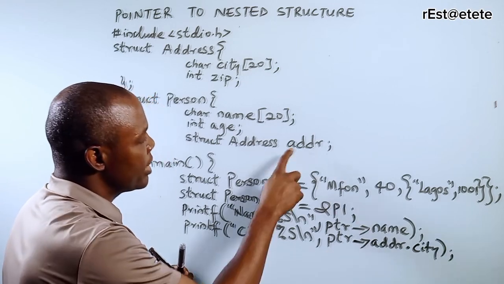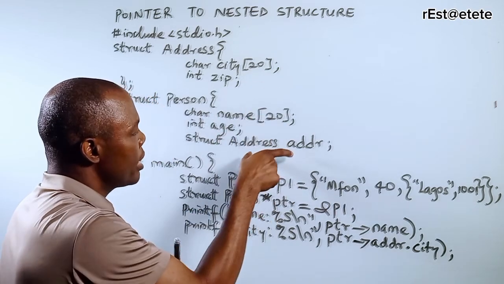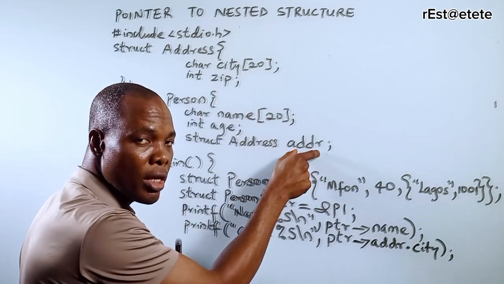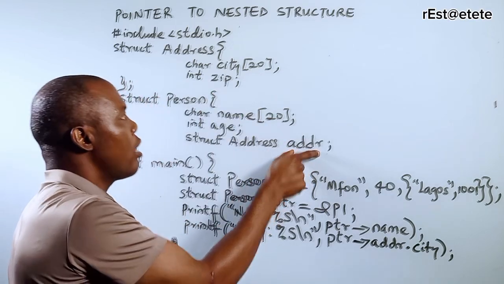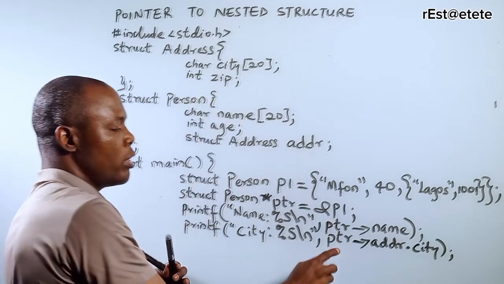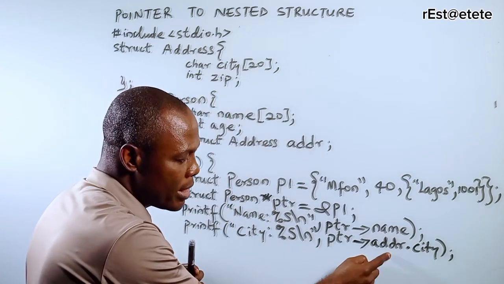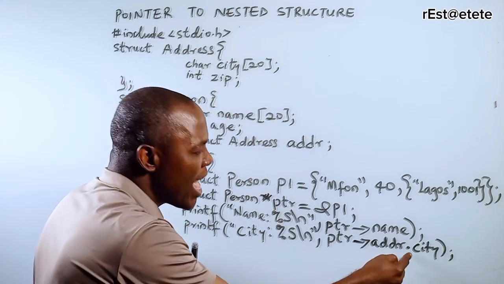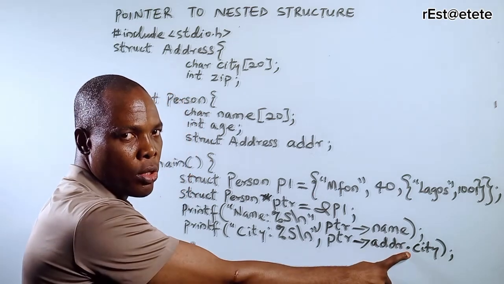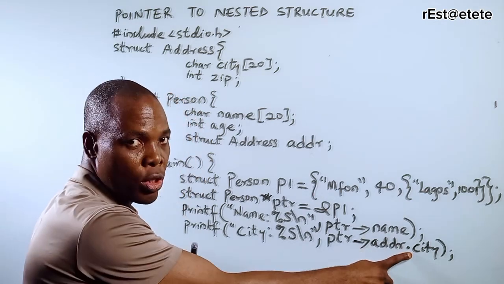In this one, ptr is accessing the name directly, but to access the city, the pointer is pointing to this address, since this one is inside, the variable of this is inside this place. So the pointer is pointing to it. Now, when it gets to this address, it will access its member using the dot operator. It won't use the arrow again, it will use the dot.